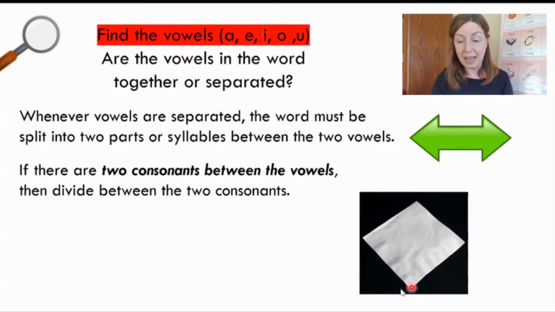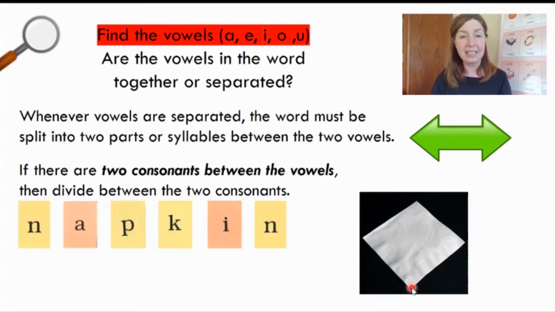So here's a picture of a napkin, and here's the word napkin. So number 1, we have to find the vowels. The vowels are easy to spot because they're on salmon-colored cards. We have an A and an I. So we see those vowels are separated. So then we look to see if there are 2 consonants between the vowels. And we see there are. Here we have a P and a K. So when we divide this word into parts, we'll divide it right between those 2 consonants like this.